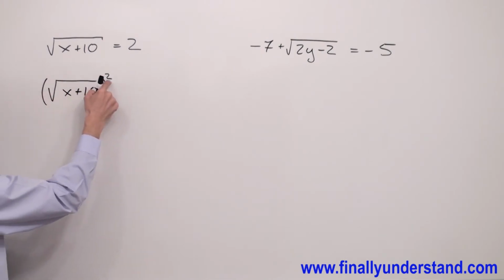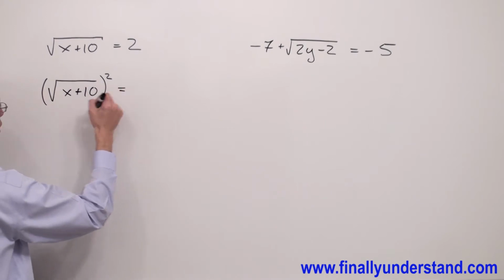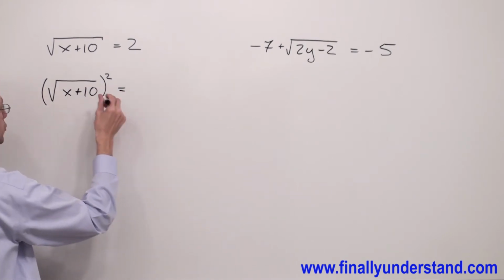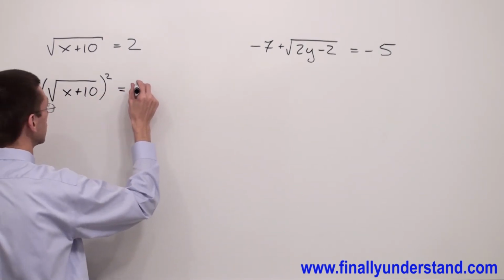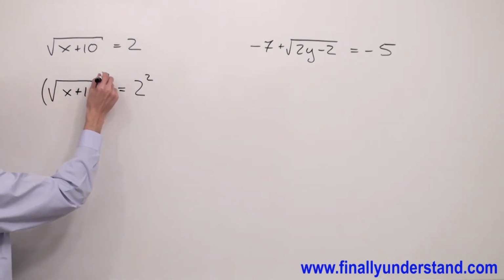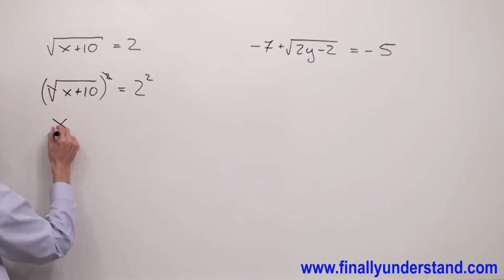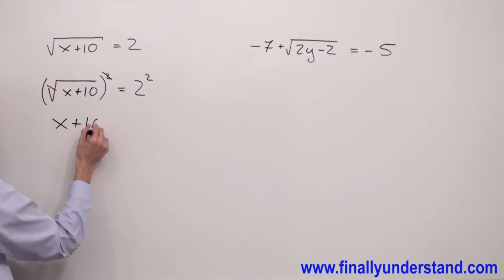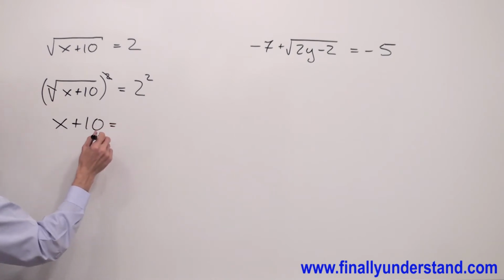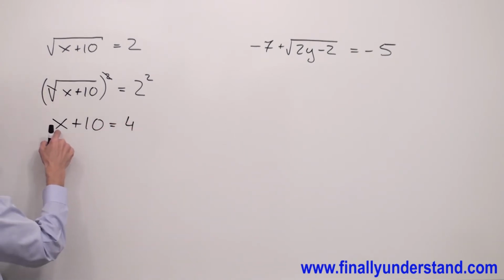That's why I raised the whole expression to the second power. Whatever I did on the left side, I have to do also to the right side. The exponent is going to eliminate my radical. I have x plus 10 equals 4. I have to find the value of x.